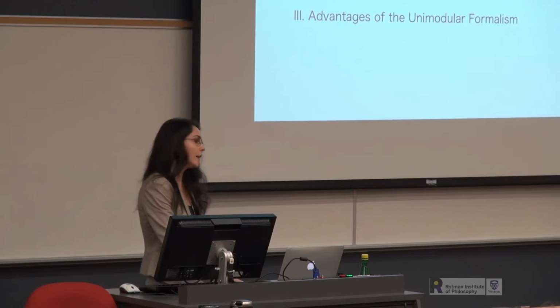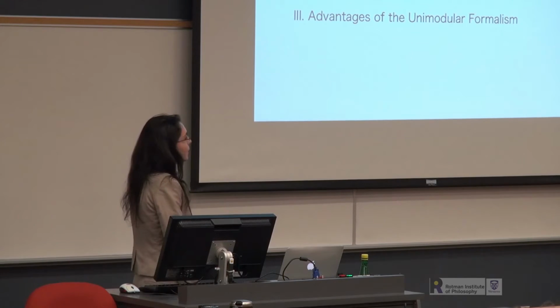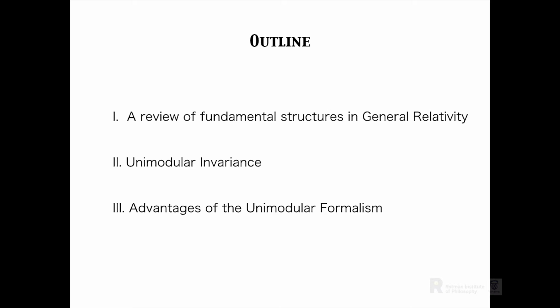So I'm going to begin, so I'll give you an outline. First, I haven't given this talk to philosophers, and I'm assuming most of you are philosophers and historians of physics. So I'm going to take it easy and introduce some basic structures we use in general relativity. Then I'm going to discuss what unimodular invariance means, and then I'm going to try to convince you that adopting unimodular formalism is actually very advantageous.